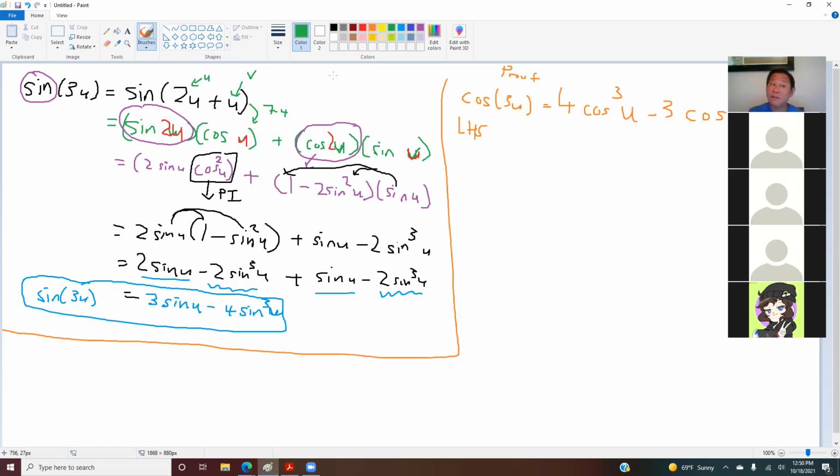Try to do that. Copy down the first one. Whoever doesn't copy the sine 3u, please copy it down. And then after, as I told you, these are exactly the same questions as in your test. If you don't want to copy this down, then it's your fault. I'm trying to teach you guys. Start copying things down.